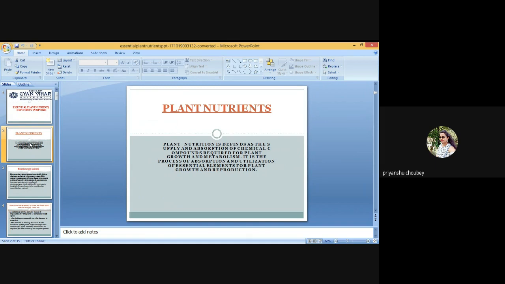For qualifying as an essential nutrient element, it must satisfy the essentiality criteria pronounced by D.I. Arnold and P.R. Stout in 1938 or 39. So, what are the essentiality criteria? The first one is that deficiency of an essential nutrient element makes it impossible for the plant to complete the vegetative or reproductive stage of its life cycle.